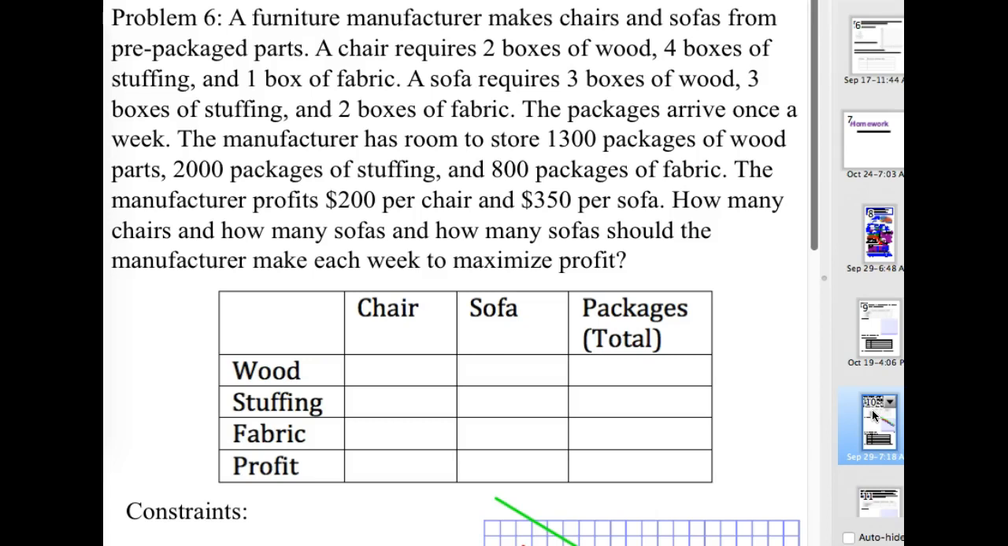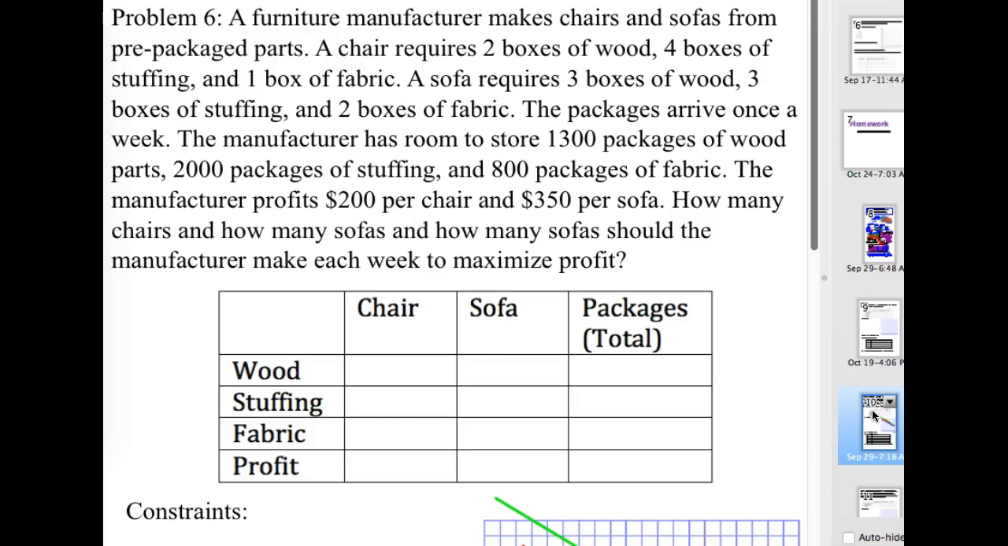All right, so problem 6. It says a furniture manufacturer makes chairs and sofas from prepackaged parts. A chair requires 2 boxes of wood, 4 boxes of stuffing, 1 box of fabric. A sofa requires 3 boxes of wood, 3 boxes of stuffing, and 2 boxes of fabric. The packages arrive once a week. The manufacturer has room to store 1,300 packages of wood, 2,000 packages of stuffing, and 800 packages of fabric. They make a profit of $200 per chair and $350 per sofa. How many chairs and how many sofas should the manufacturer make each week to maximize the profit?